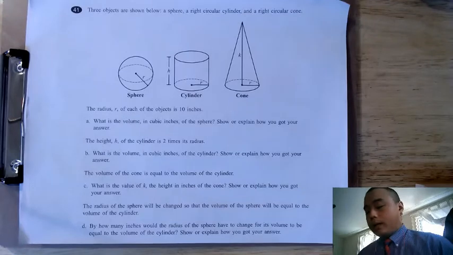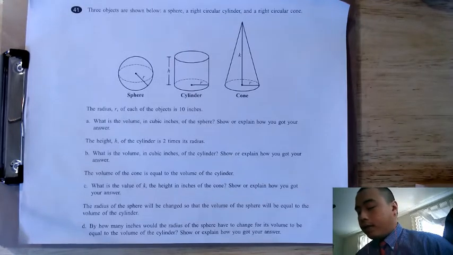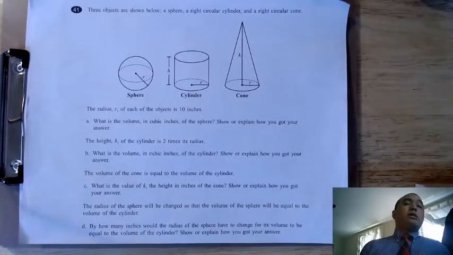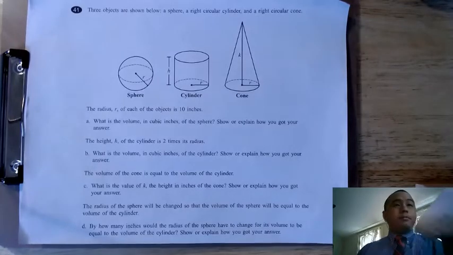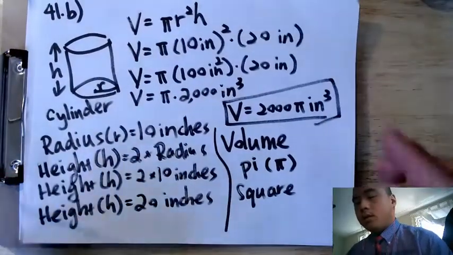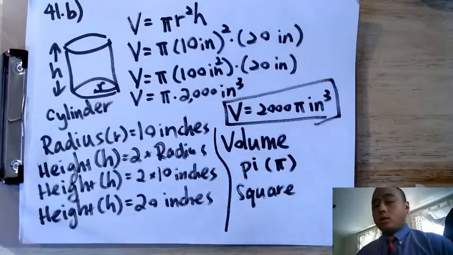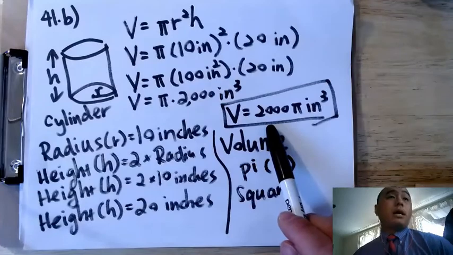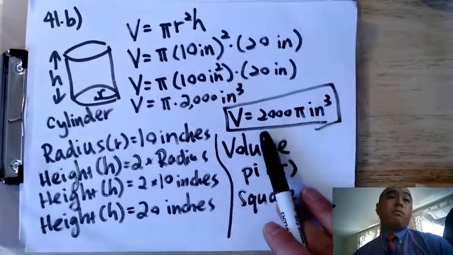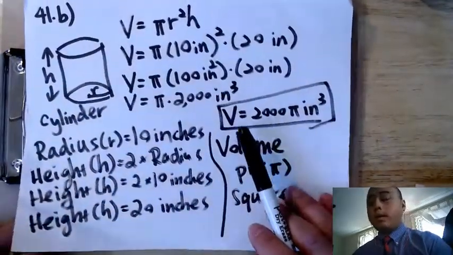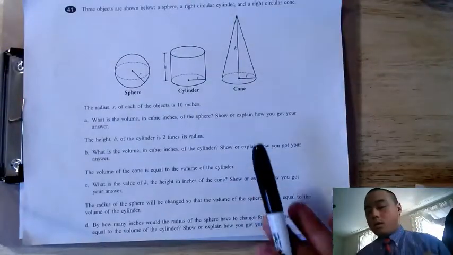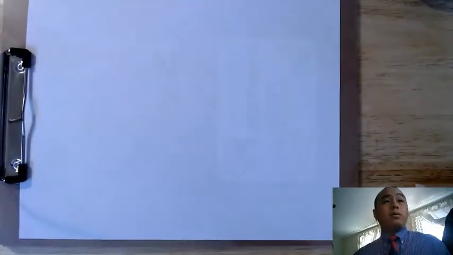What other information do we have? We have that the volume of the sphere will be equal to the volume of the cylinder. Again, it's a good thing that we take notes. So let's look at our previous problem. The volume of the cylinder in part B was calculated to be 2,000 pi cubic inches. Let's write that down and proceed.